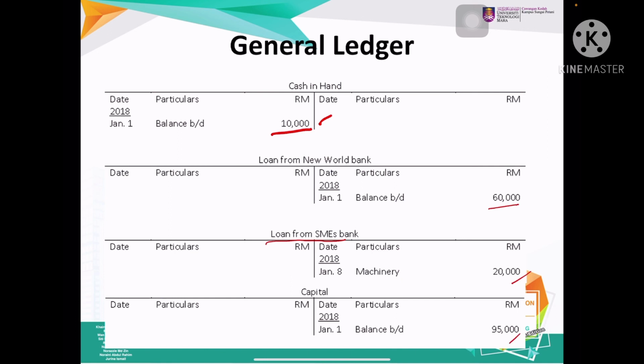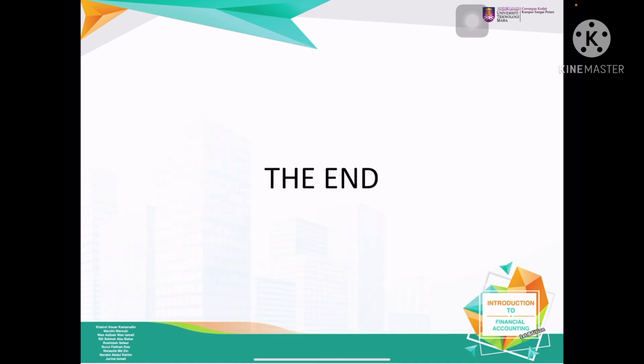Each individual account should have its debit and its credit. That's all for our books of prime entry, and how we post to our ledger.